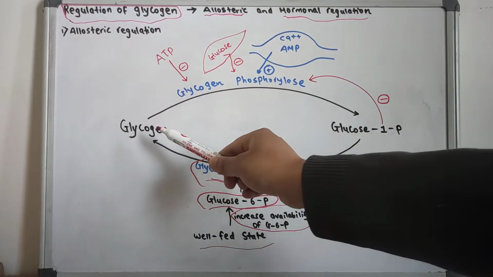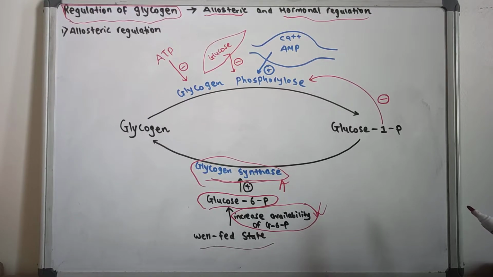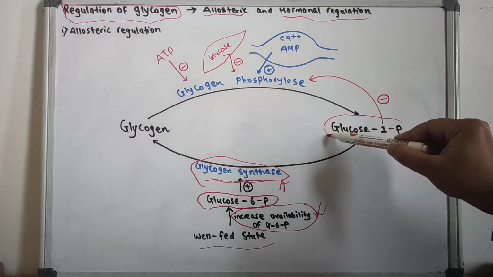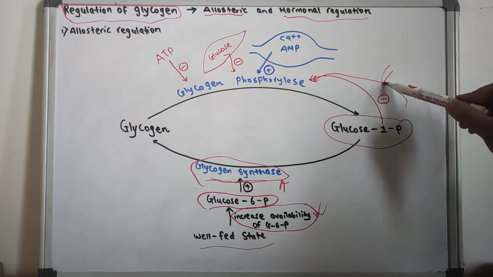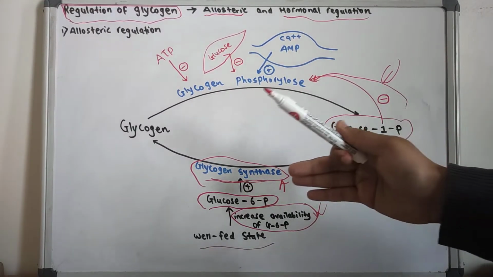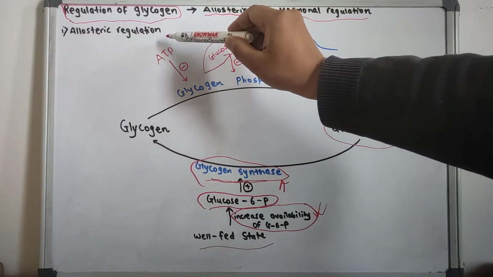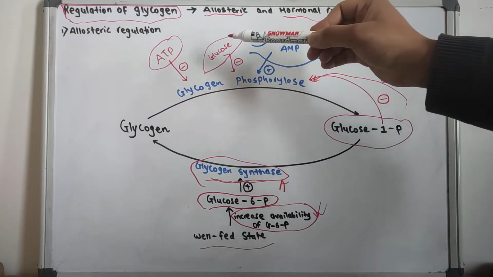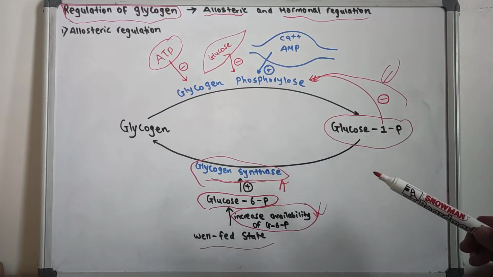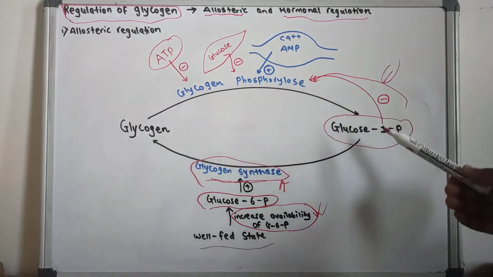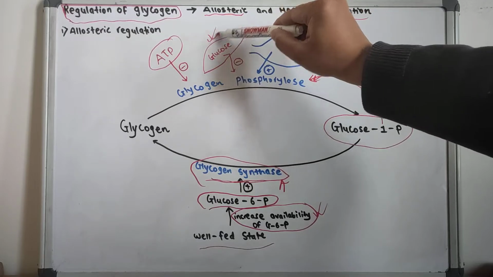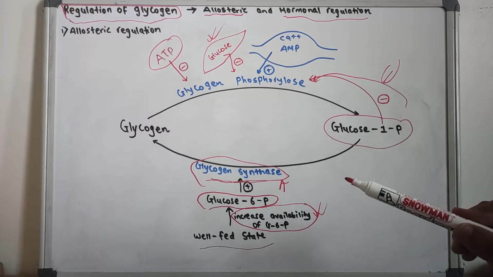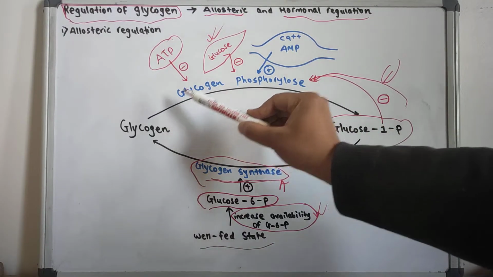Now another step is the conversion of glycogen to glucose 1 phosphate. How is it regulated? If there is more availability of glucose 1 phosphate, it itself inhibits the enzyme glycogen phosphorylase, and there is less conversion of glycogen to glucose 1 phosphate. Also, if there is more availability of ATP, it will inhibit glycogen phosphorylase, and there will be less conversion of glycogen to glucose 1 phosphate. Also, if there is an excessive amount of glucose in the liver and in the body, it will inhibit glycogen phosphorylase, ultimately inhibiting the conversion of glycogen to glucose 1 phosphate.